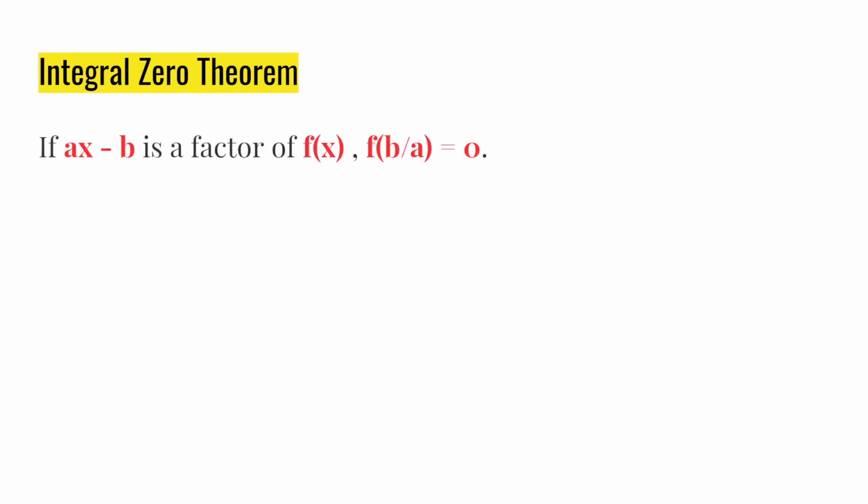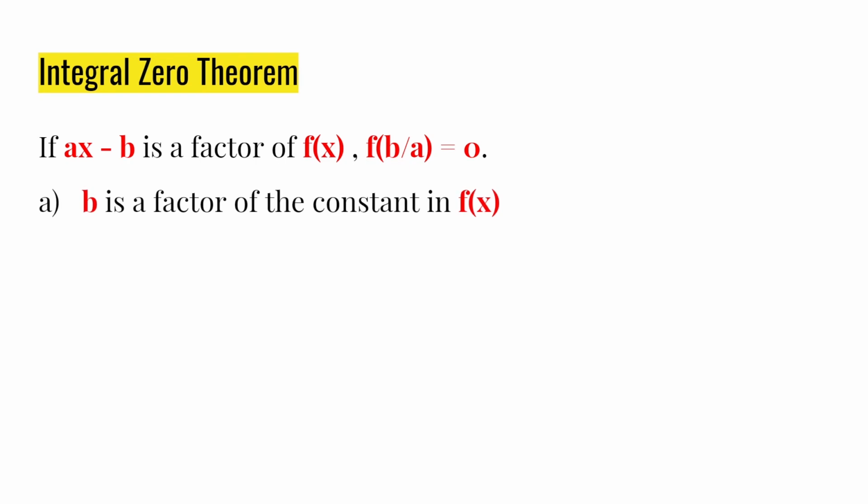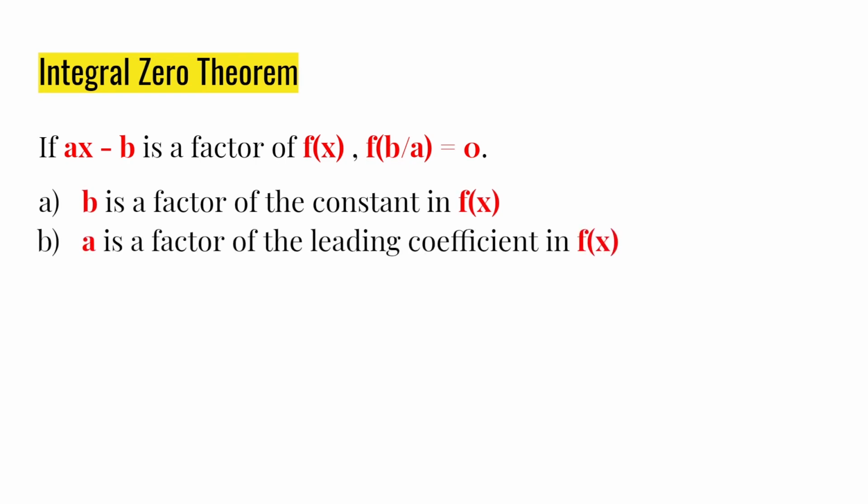which tells us that if ax minus b is a factor of f(x), f(b/a) will equal 0, where b is the factor of the constant in f(x) and a is the factor of the leading coefficient in f(x).